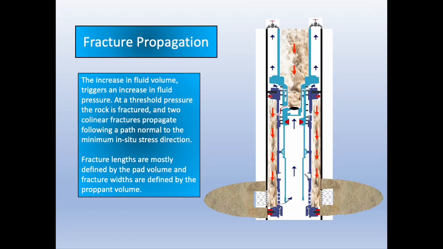The increase in fluid volume triggers an increase in fluid pressure. At the threshold pressure, the rock is fractured, and two collinear fractures propagate following a path normal to the minimum in situ stress direction. Fracture lengths are mostly defined by the pad volume, and fracture widths are defined by the proppant volume.